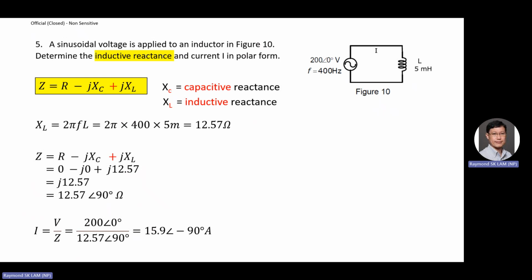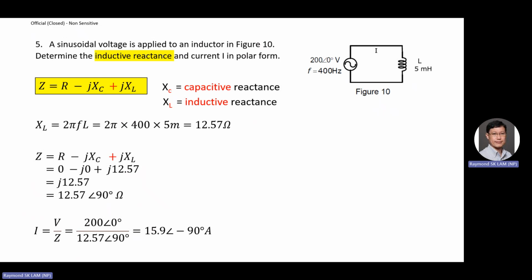The general formula for the AC circuit, you need to calculate something called impedance. Impedance, to explain in layman terms, means it's an AC resistance. So I will keep using this word impedance. Impedance equals R minus jXC plus jXL. XC here stands for capacitor, and XL here stands for inductor.